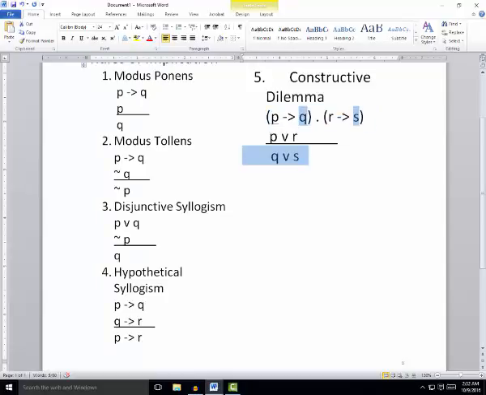Now our next couple of rules here, in fact three more, are strange, to be honest. They're not argument types that you would typically make if it weren't for the sake of working within a system like this, but they're needed to make our system work. So the first is called simplification. And the simplification rule tells us that if we have as a premise P and Q, P dot Q, then we can draw the conclusion P.